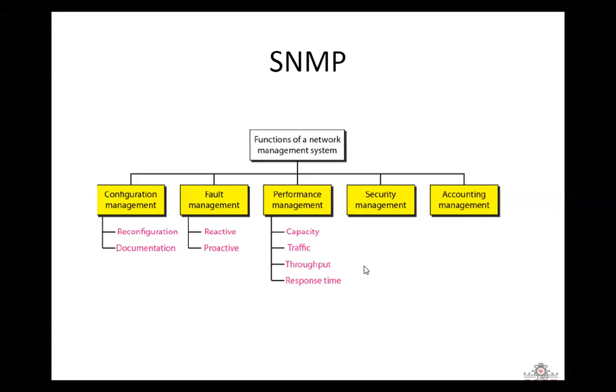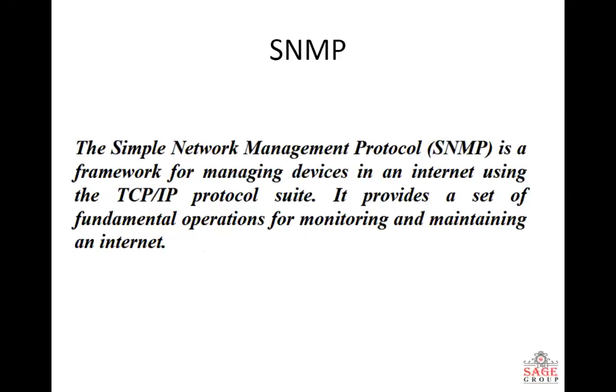In order to handle the email related applications, we need a protocol that is called SNMP. So SNMP is basically a protocol which is used to handle the simple network management activities of the network. If you want to handle simple network management related activities, then SNMP is needed. And it is a framework for managing devices in an internet using the TCP/IP protocol suite. And it provides a set of fundamental operations for monitoring and maintaining the internet.